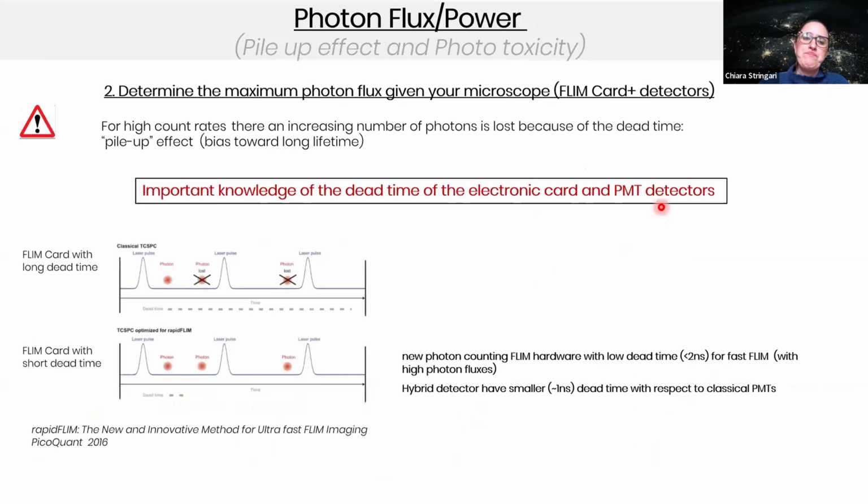So the second point is you need to know, when you do an experiment in your, for example, microscopy platform or your microscope, what is the dead time of your electronics and your PMT, because this is going to determine how fast you can go without having artifacts or so-called pile-up effects. Because with FLIM cards that are relatively slow, the dead time is long, and so you lose photons, and then you can create a bias in your measurement.